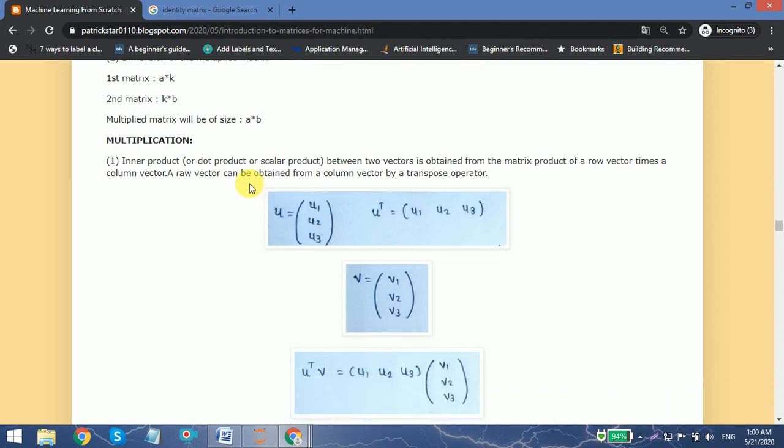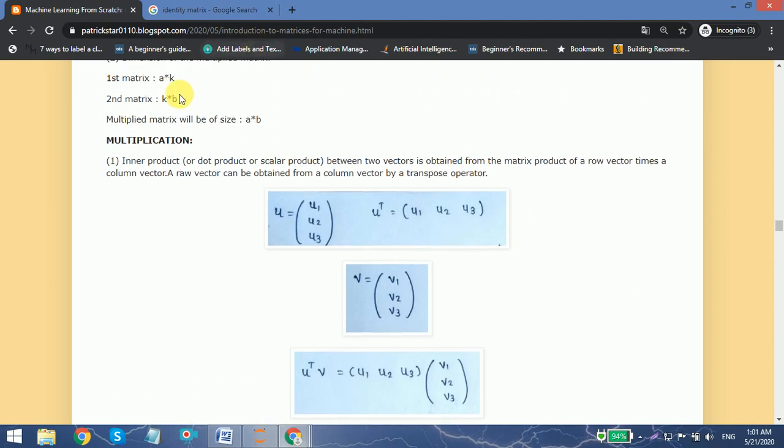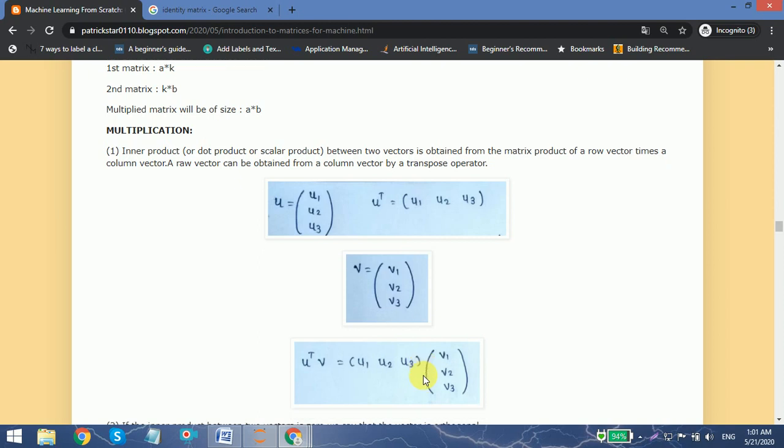Okay, the inner product, also called the dot product or scalar product between two vectors, is obtained from a matrix product of a row vector times a column vector. A row vector can be obtained from a column vector by its transpose operation. So here you can see that our u vector is a column vector and u transpose must be a row vector. Okay, so if we multiply it, the first is a 1 cross 3 matrix, since it has 1 row and 3 columns, and the second one is a 3 cross 1 matrix, since it has 3 rows and 1 column. So our resultant matrix must be 1 cross 1. The resultant matrix must have the dimensions of rows of the first matrix and columns of the second matrix. Okay, so it will be 1 cross 1.